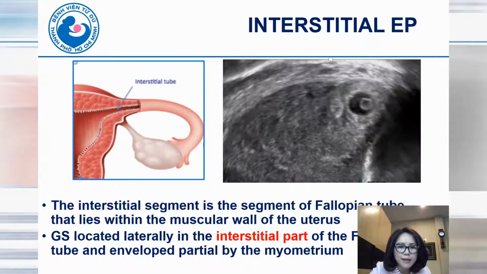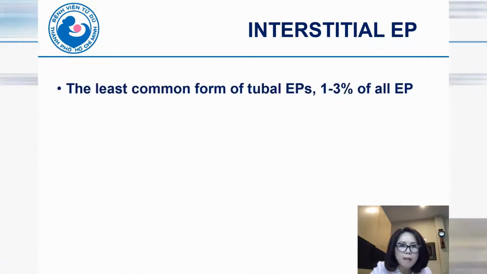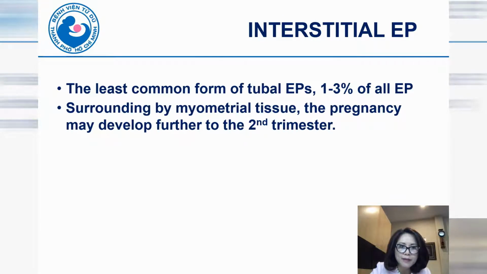The interstitial segment is the segment of the fallopian tube that lies within the muscular wall of the uterus. In interstitial ectopic pregnancy, we can see the gestational sac located laterally in the interstitial part of the fallopian tube and enveloped partially by the myometrium. This is the least common form of tubal ectopic pregnancy, about 1 to 3% of all ectopic pregnancies.